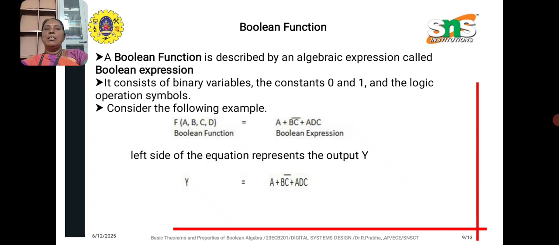It consists of binary variables, the constants 0 and 1, and the logic operation symbols. For example, the function f of the variables a, b, c, d is equal to a plus b c bar plus a d c. So this function is taken as an example. Here f of a, b, c, d is called a Boolean function, and this is the output. And the right hand side expression is the result of the given function f of a, b, c, d.